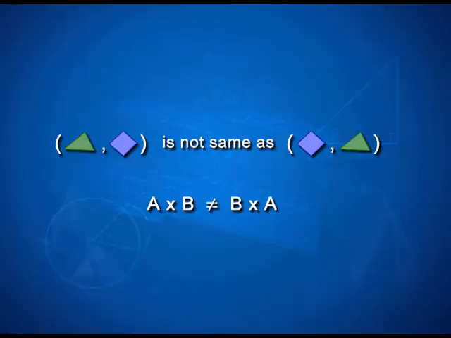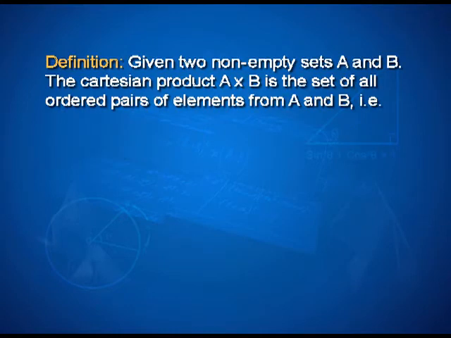Also, it is important to note that if I take 2 elements, one from set A and one from set B, then the pair that is formed, that is triangle comma rhombus, is not the same as the ordered pair rhombus comma triangle, because in the second case the first element comes from set B instead of set A. Therefore, A cross B is not the same as B cross A, and that is where we now come up with our formal definition of Cartesian product.